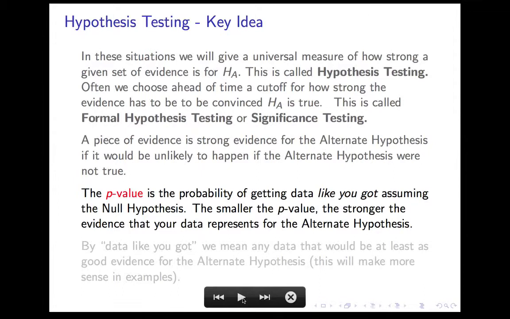So the p-value is the basic quantity we'll use to measure the strength of evidence. The p-value is the probability of getting data like you got in your sample, assuming the null hypothesis. "Like you got" is a phrase we'll have to unpack, but that's the basic idea. You assume the null hypothesis, you ask how likely is it to get something like what we've seen, and if it's very unlikely, if the p-value is small, then that's strong evidence that the alternate hypothesis is true and the null hypothesis is false. So the smaller the p-value, the stronger the evidence for your alternate hypothesis.